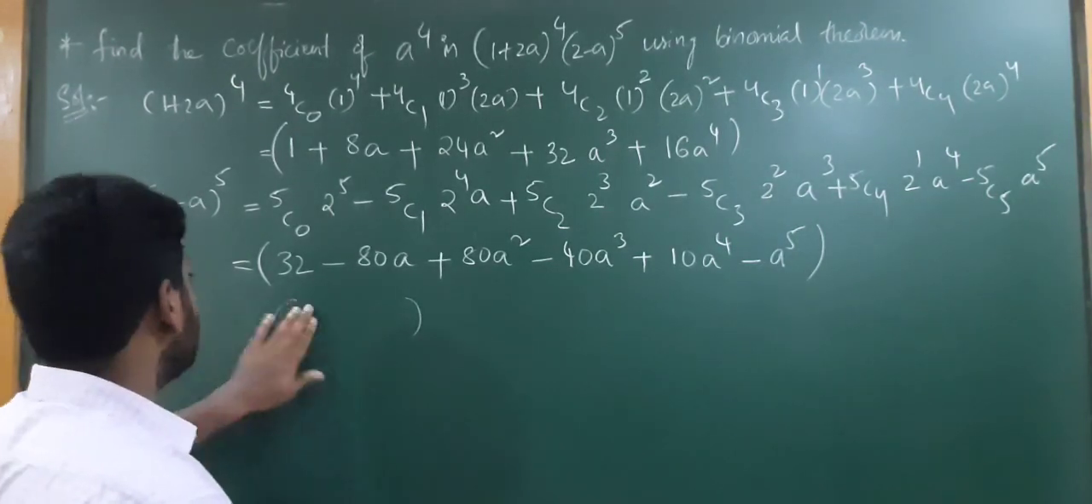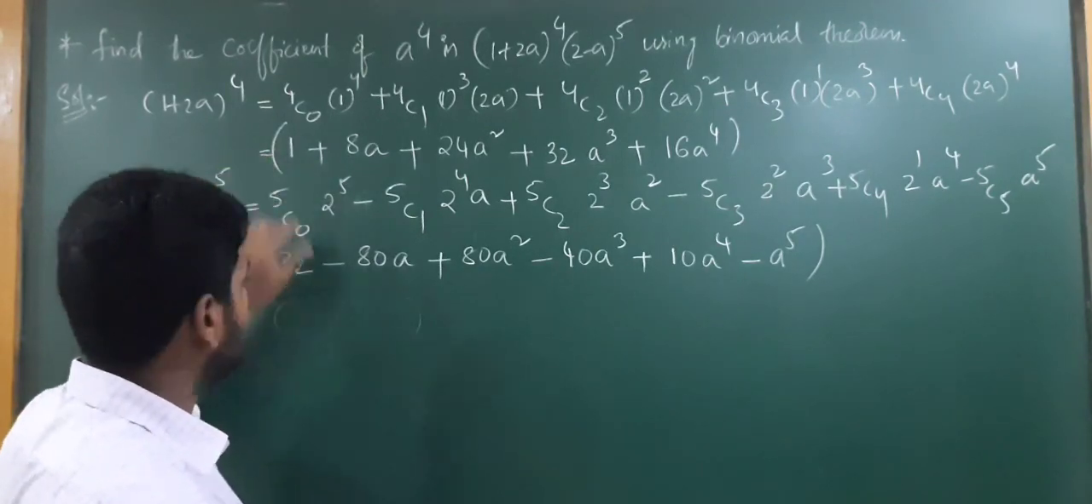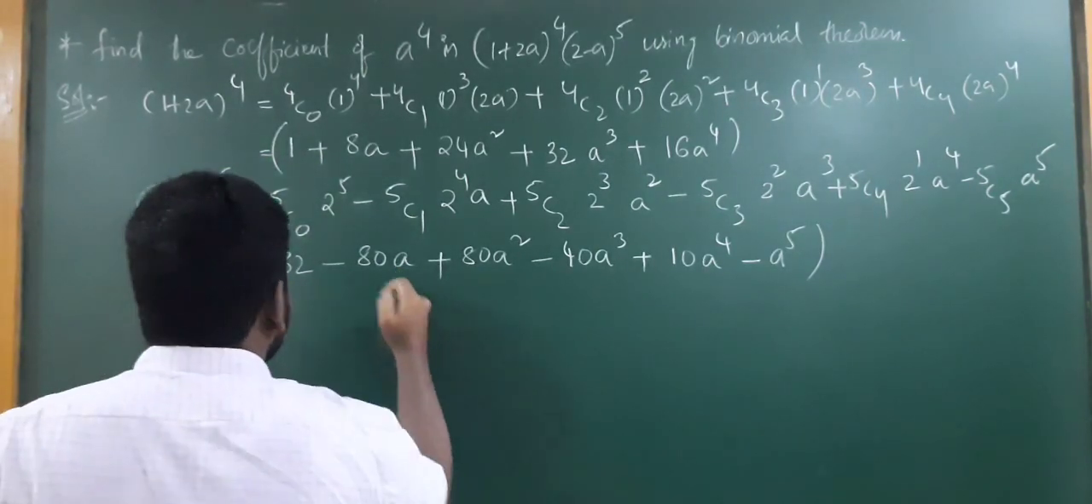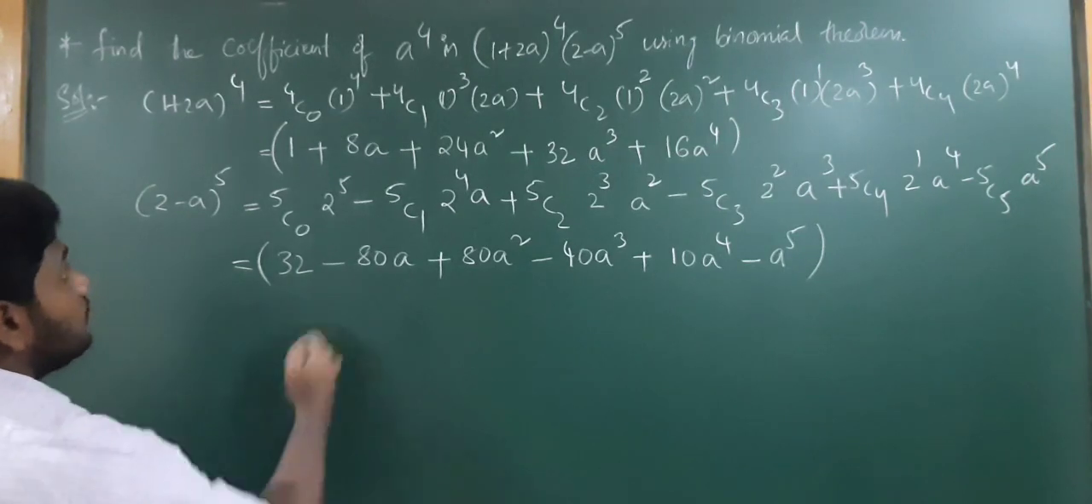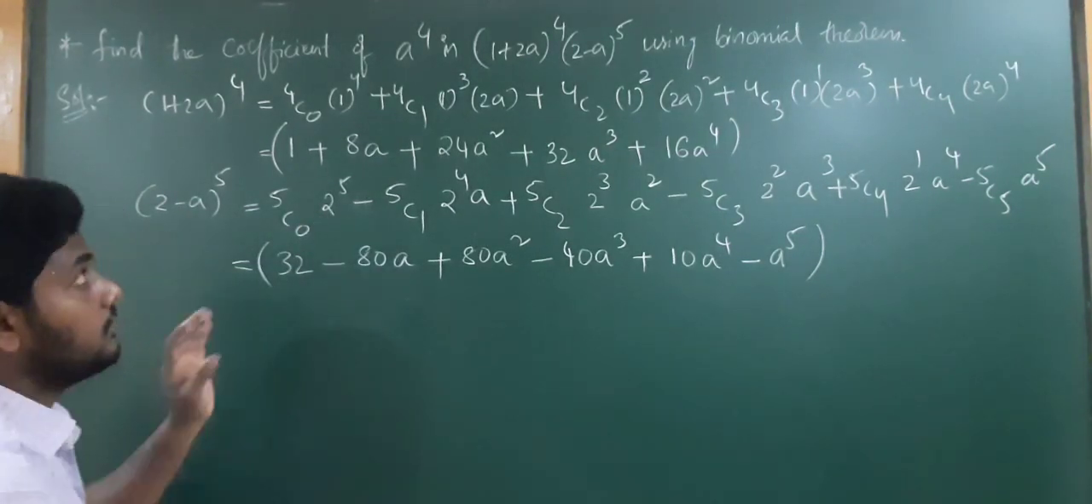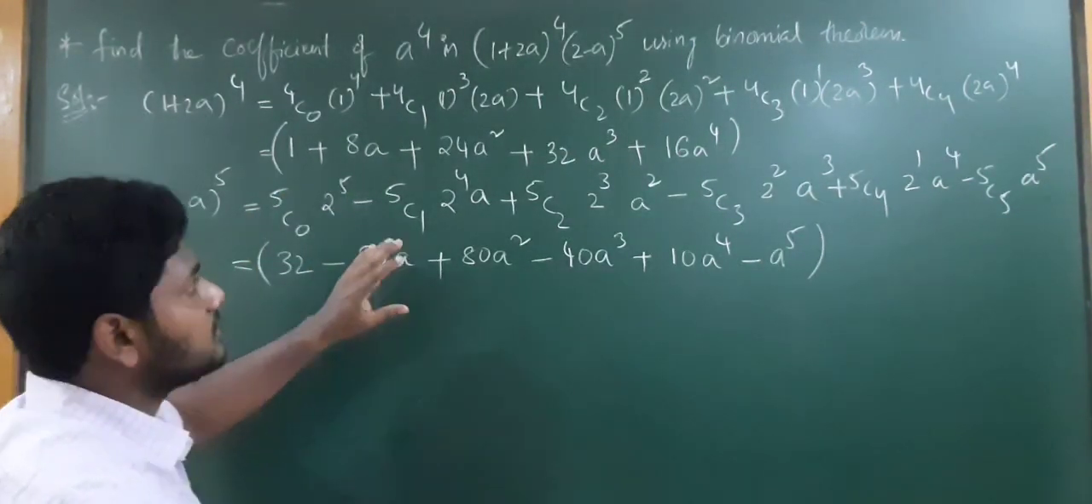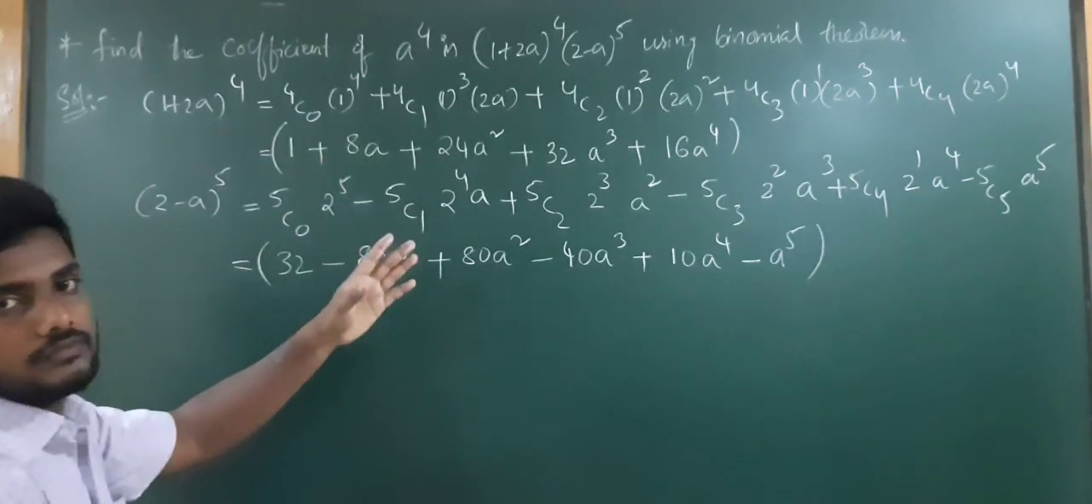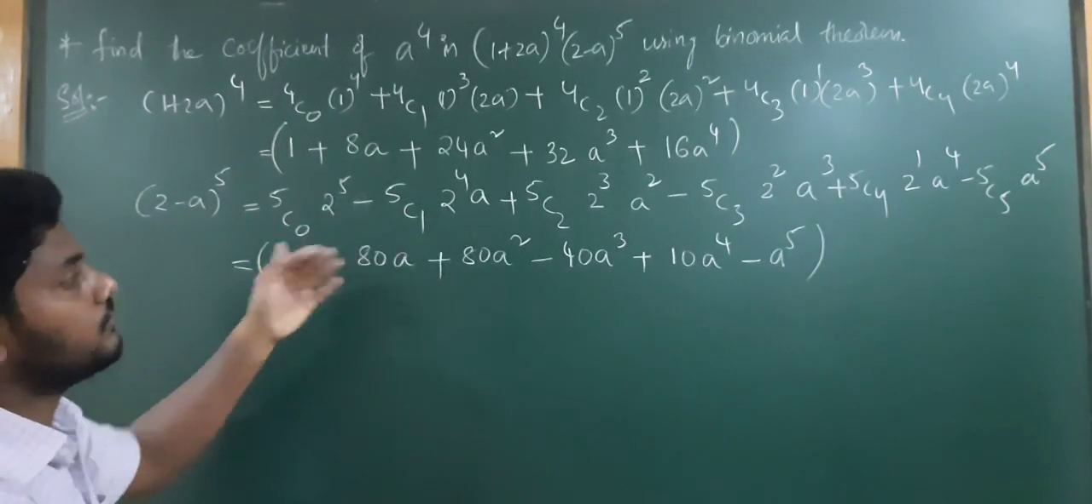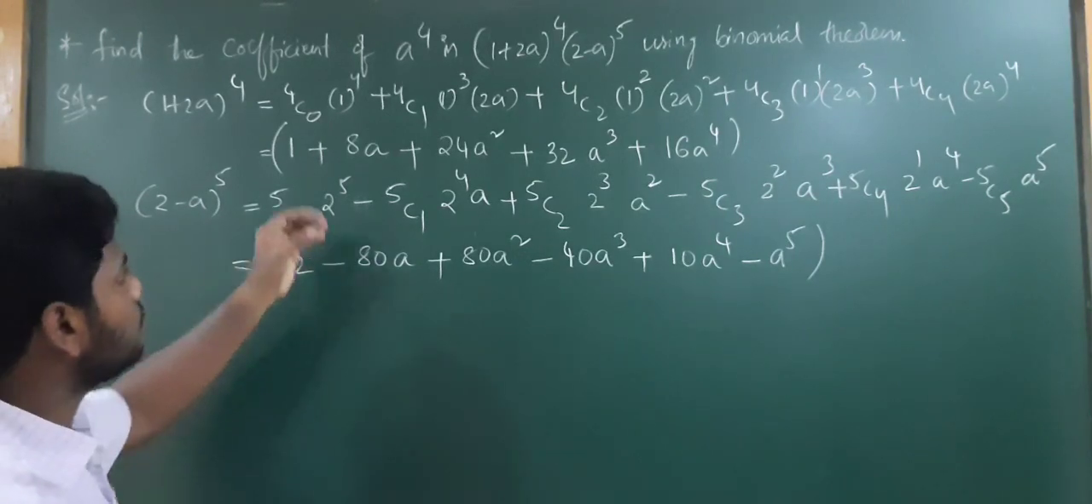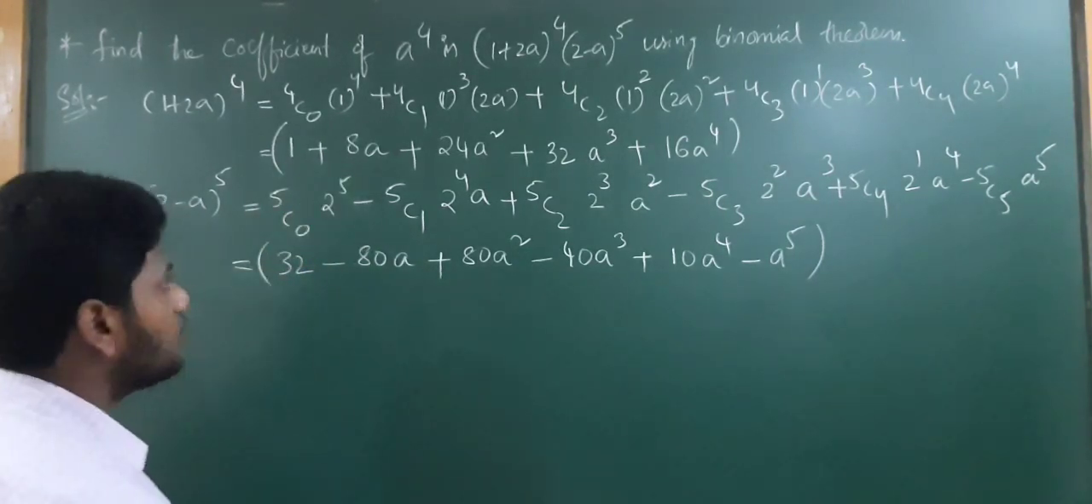So instead of multiplying this whole expression with this one, what we will do is, we will take only the terms which give a power 4. We will take only such terms which give a power 4. Why? Because we need only the coefficient of a power 4. We don't need other things. So we will take only such terms which give a to the power of 4.